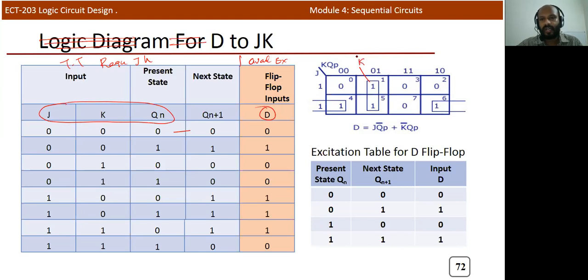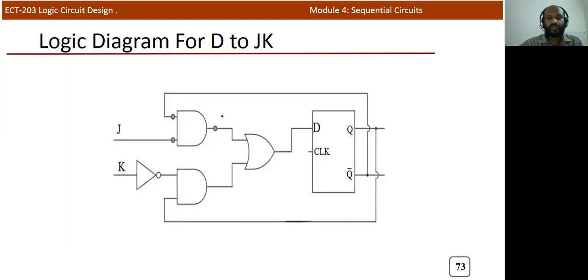So this is K bar Q, this is Qn. Okay, this is also Qn. This is K bar Qn, and if you write this, it becomes J Q bar, Qn bar. So you can combine these two. So it will be like this. This is K bar, and this is Q. So you'll get K bar Q here, and here it is J, and here it is Q bar. So J Q bar. If you perform the OR operation, J Q bar plus K bar Q. Okay, this is the D.